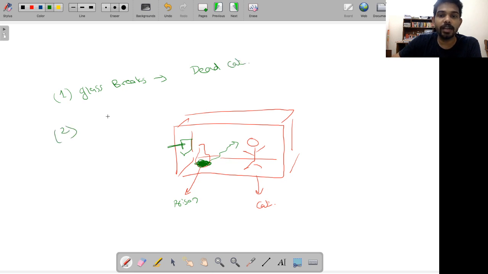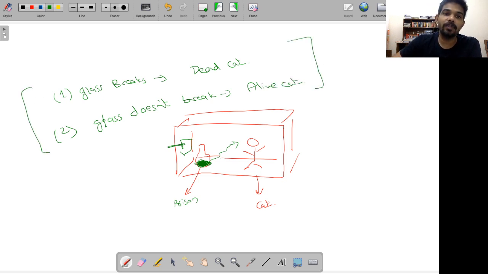Or the second scenario is the glass doesn't break, in which case you have a cat that is alive. So these are the two scenarios you have. Either the glass breaks or the glass doesn't break. That means, in simple language, either the cat is dead or the cat is alive.